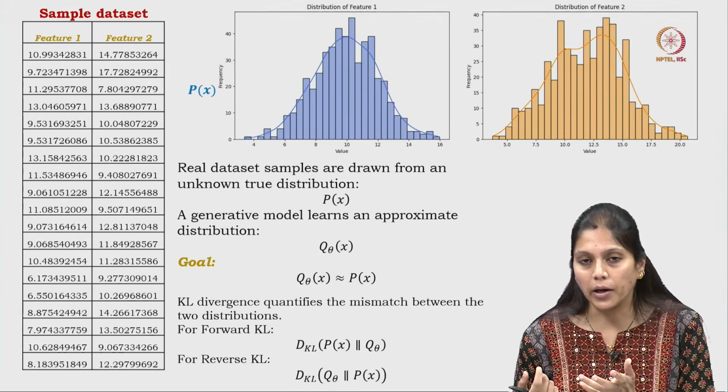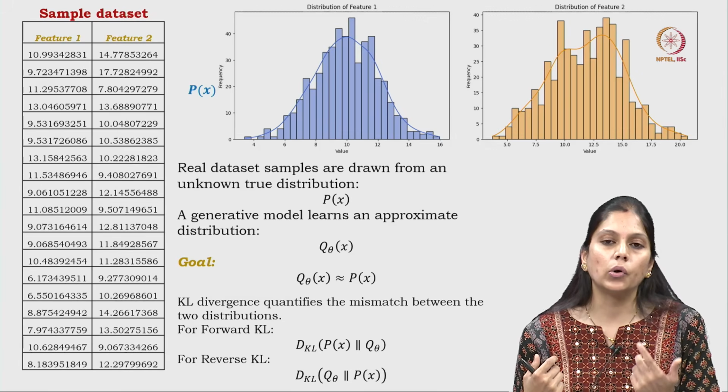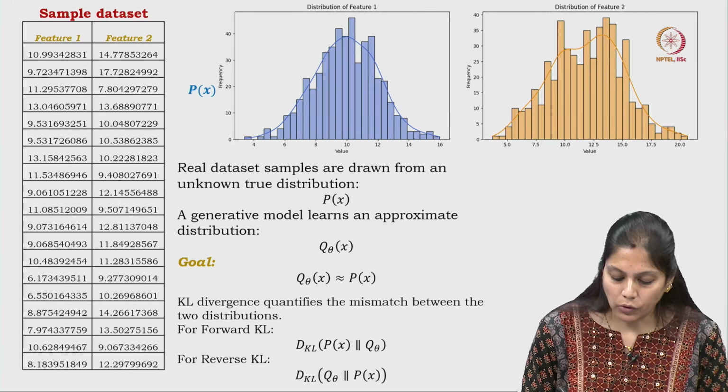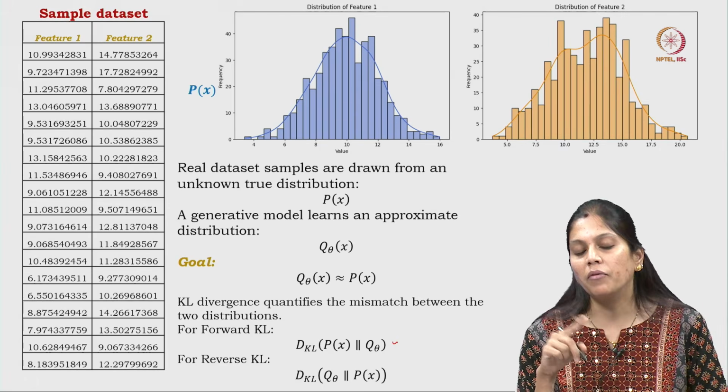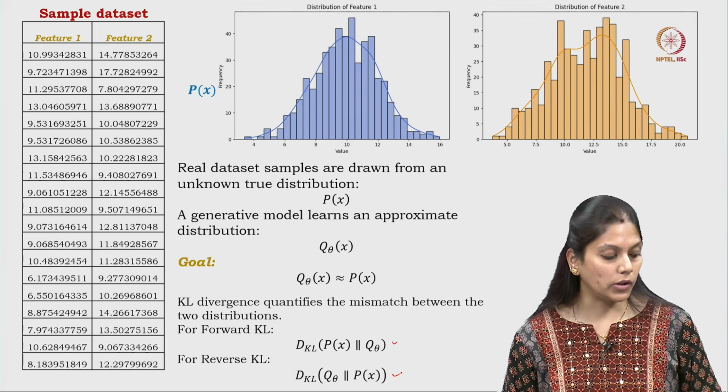We have to quantify it. To quantify, we have KL divergence. That KL divergence you can measure either forward or reverse. So, if it is forward, it is P from Q, and this is a reverse KL divergence.